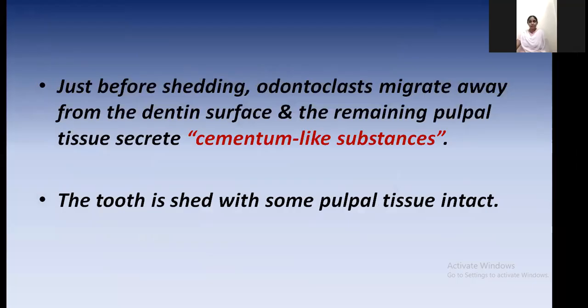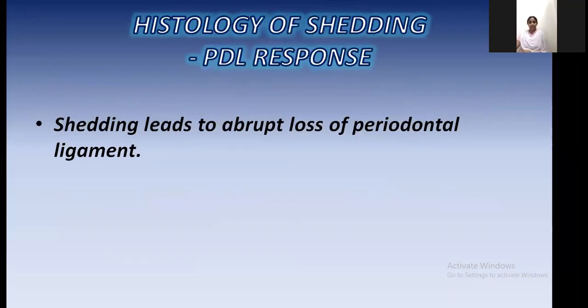Just before shedding, odontoclasts migrate away from the dentin surface and the remaining pulpal tissue secretes cementum-like substances. The tooth is shed with some pulpal tissue intact. This is a point to note. When the deciduous tooth is shed, some amount of pulpal tissue is intact.